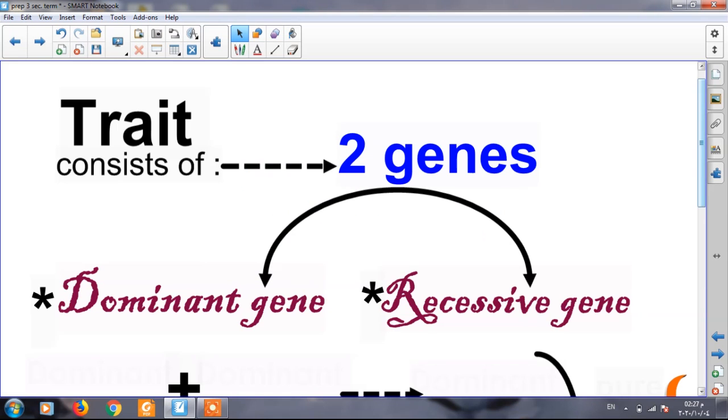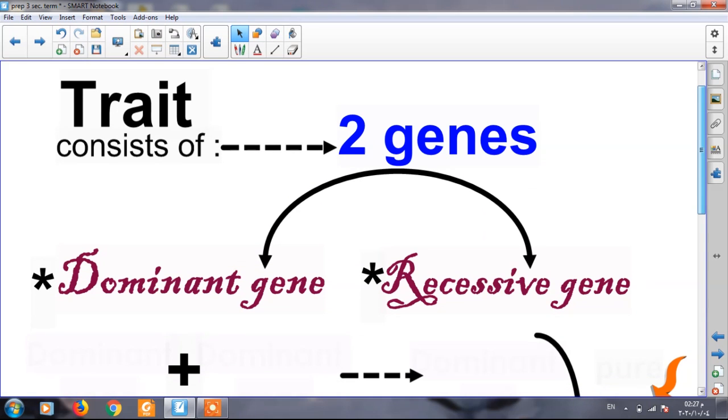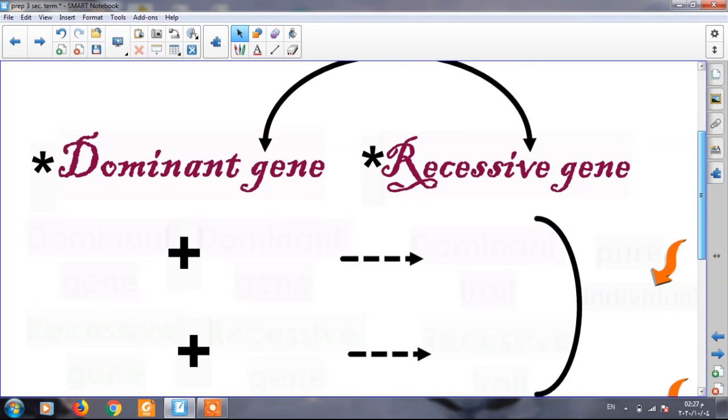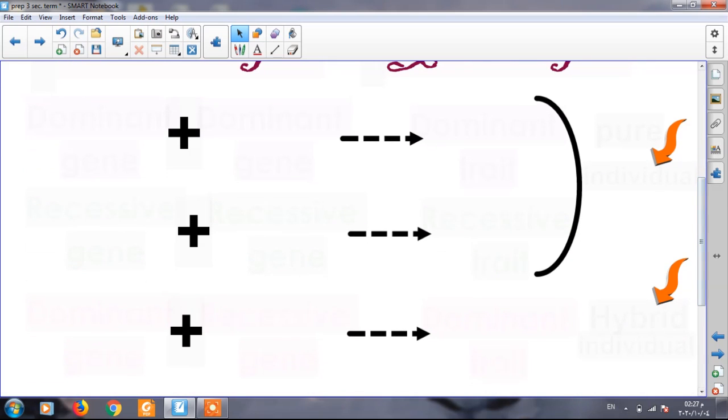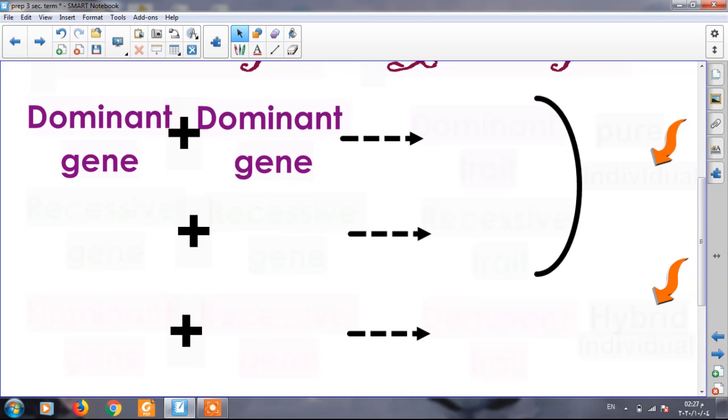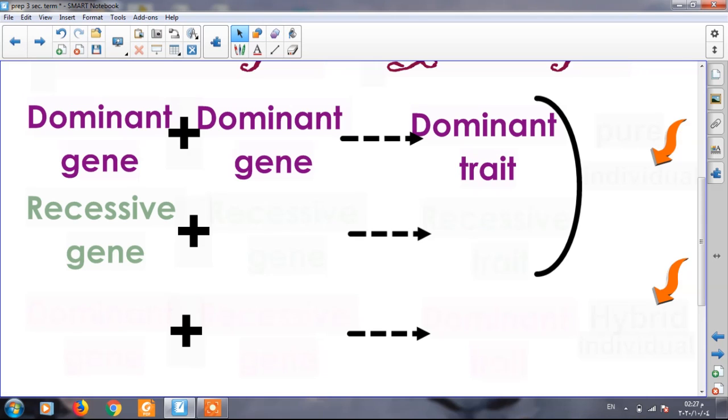What are they? Maybe the two genes which form my trait are both dominant. Okay, I inherited a dominant gene from the mother and a dominant gene from the father. So do you think the trait becomes what? Sure, the trait becomes dominant, not recessive, because there is no recessive gene. And the second case, maybe I inherited a recessive gene from the mother and a recessive gene from the father.